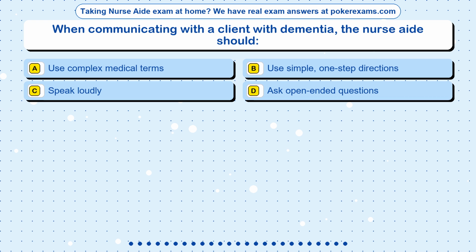Question 2. When communicating with a client with dementia, the nurse aide should: Option A. Use complex medical terms. Option B. Use simple, one-step directions. Option C. Speak loudly. Option D. Ask open-ended questions.